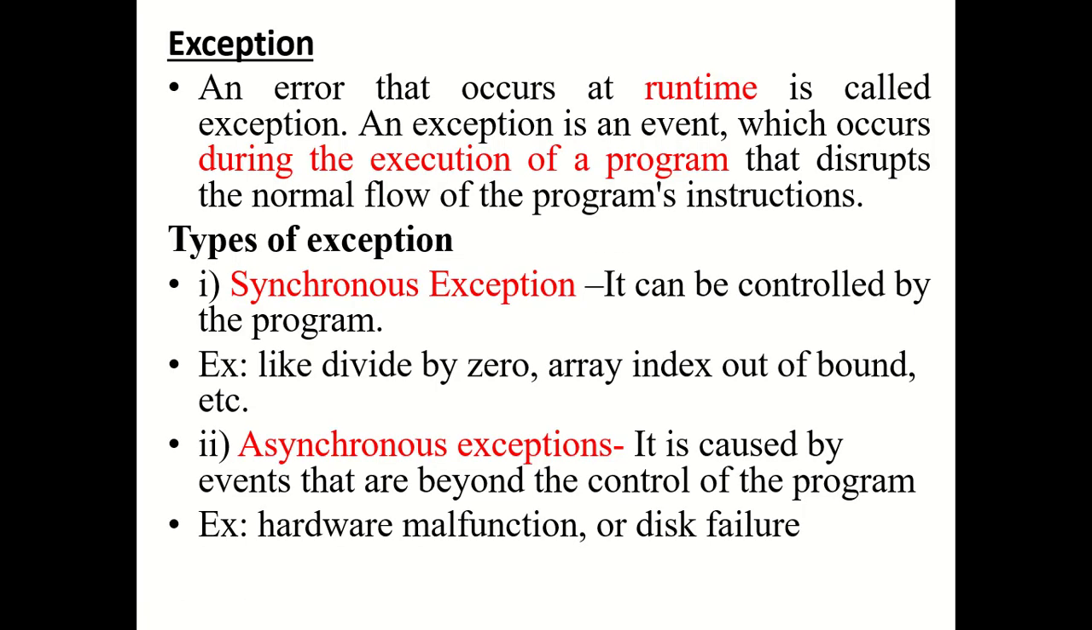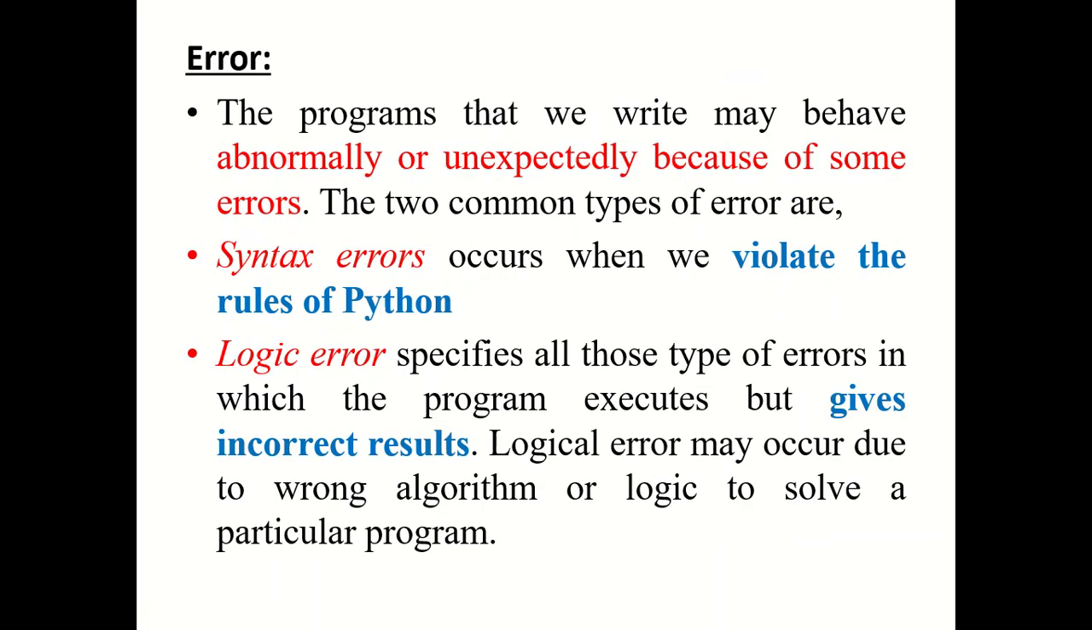Before we see handling exceptions, we have to know what an error is. The program that we write may behave abnormally or unexpectedly because of some error. There are two types of errors: syntax error and logic error. A syntax error violates the rules of the language, and a logic error is the type of error where the program executes but gives an incorrect result. The logic may be changed or something like that.